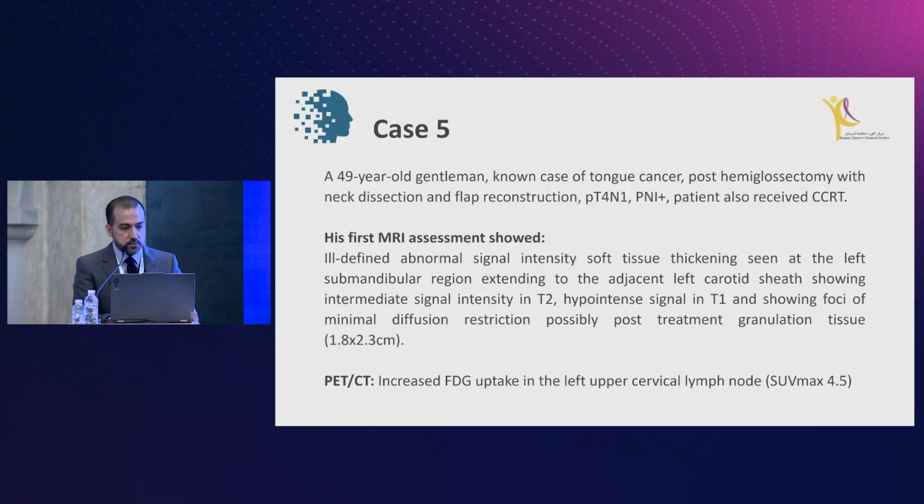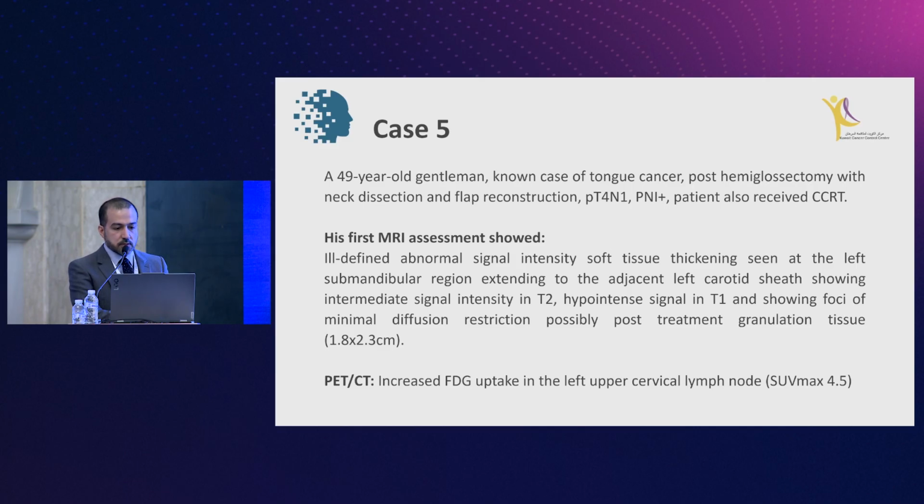So our fifth case is a 49-year-old gentleman with a known case of tongue cancer post-hemiglossectomy with neck dissection and flap reconstruction, T4 N1 with perineural invasion, who received post-operative chemoradiation afterwards. His first MRI assessment: he was treated abroad, and when he came back, we did our first assessment here in Kuwait.